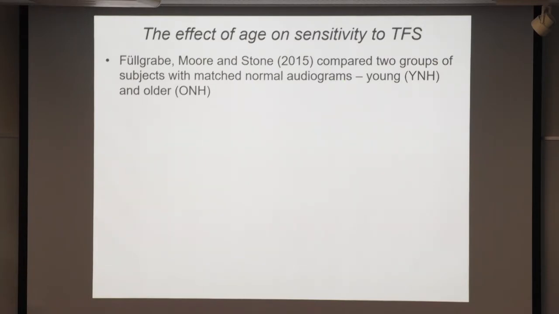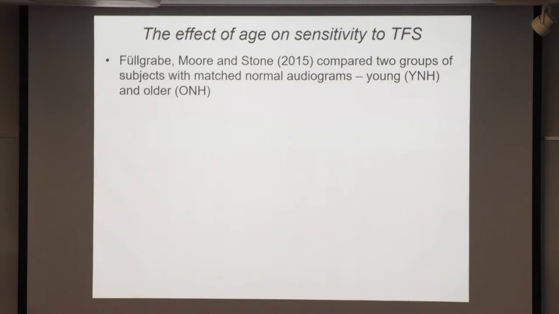And I want to say something here. These were really matched. We didn't pick subjects who were nearly normal. The older subjects, on average, had the same audiogram as the younger subjects, at least up to 6 kilohertz. We couldn't quite get a match at 8 kilohertz. But all the stimuli we used in the study were low-pass filtered at 6 kilohertz. So over the frequency range of the stimuli, they were really matched.